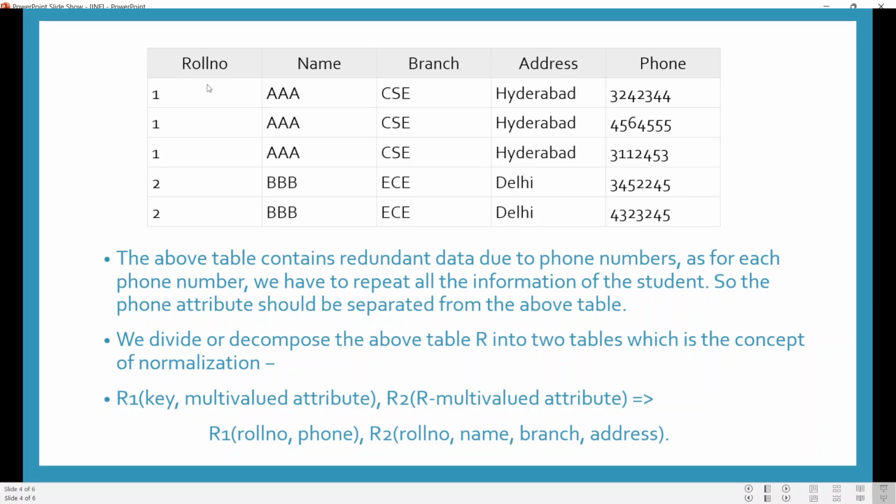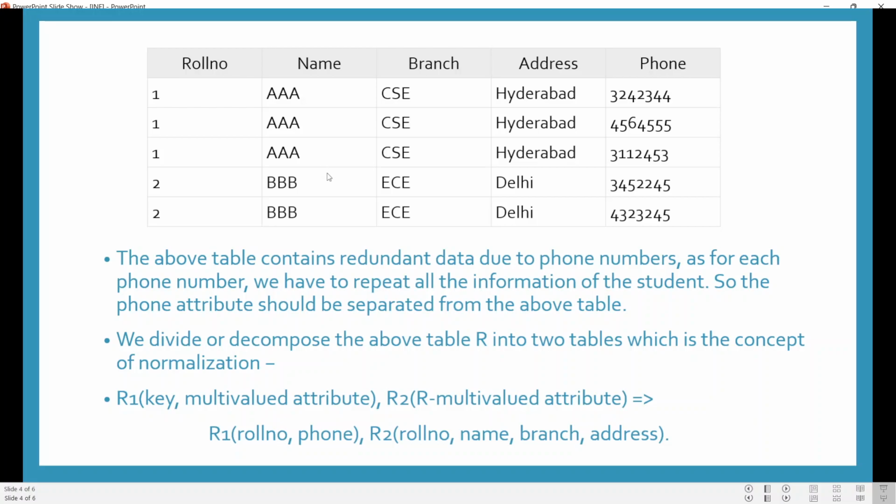But when you check this table, you can see that there is a lot of redundant data. Why? Because you see the name is repeating, since the phone numbers belong to the same person. The branch is getting repeated, the address is getting repeated. So this creates redundant data in the relation. So now we can decompose this table into 2 tables. When we keep it like this, we actually removed the multi-valued attribute, but in effect it increased the redundancy.